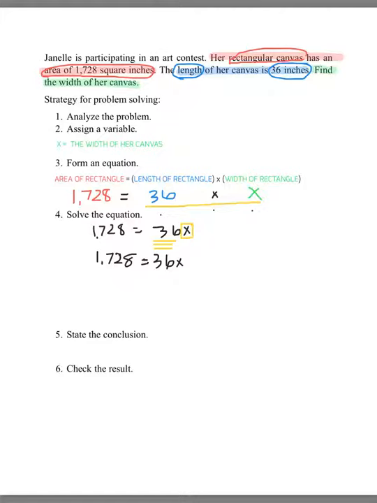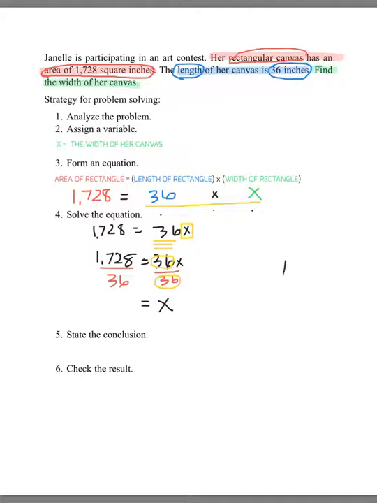And then what we're going to do is divide both sides by 36. On the right hand side of the equation, 36 divided by 36 is going to be 1. So we're going to have 1x, which is simply written as x. And now on the left hand side, we're going to have to divide 1728 by 36. So we'll go ahead and do that off to the side as scratch work.